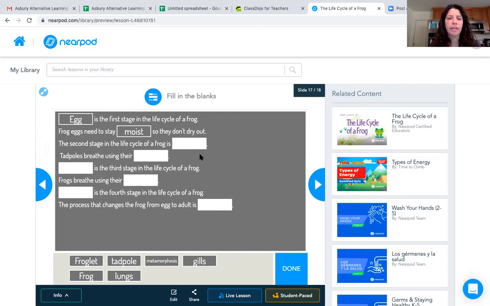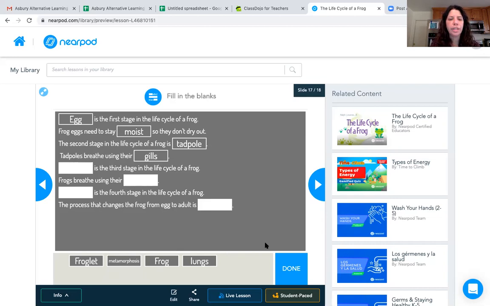The second stage in the life cycle of a frog is blank. Well, let's see. We got frog, froglet, tadpole. I already did eggs, so now I'm going to go for tadpole. All right, if you guys chose correctly, go ahead and give yourself a little pat on the back. Now, I know a tadpole has a tail and no legs, so it's living in the water. So let's see. Tadpoles breathe using their, got lungs and we got gills. Well, tadpoles live in the water, so they have to use their gills. If you got that correct, go ahead and give yourself a pat on the back.